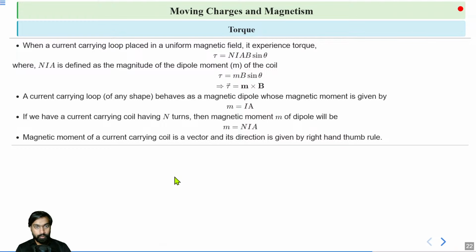Okay, magnetic moment of a current carrying coil is a vector. It means it has both magnitude and direction, and its direction can be determined by using the right hand thumb rule. Okay, everyone.